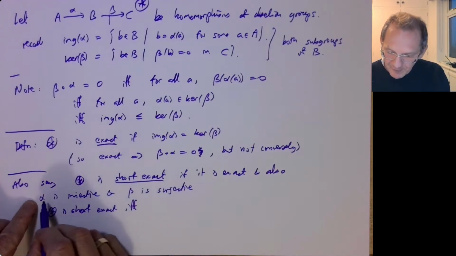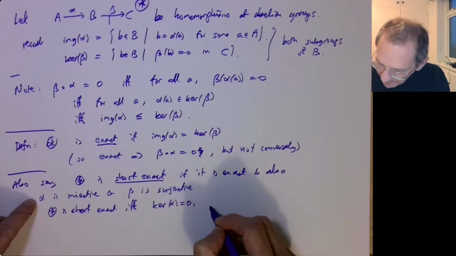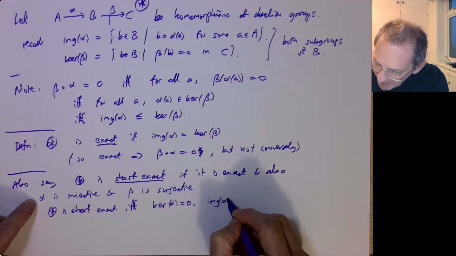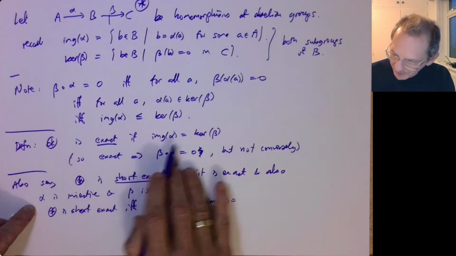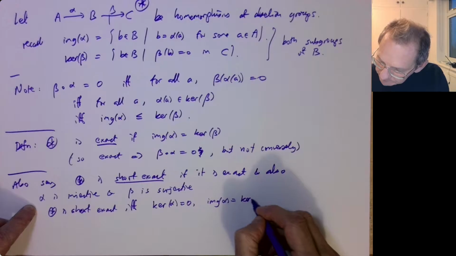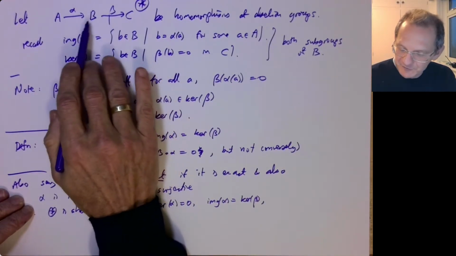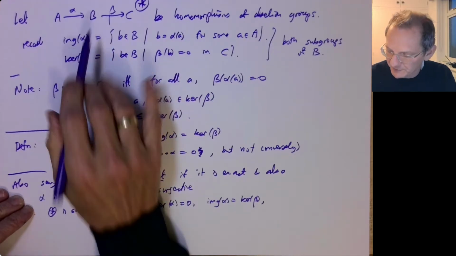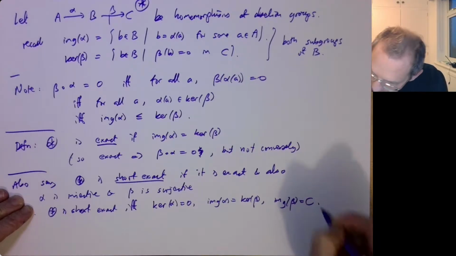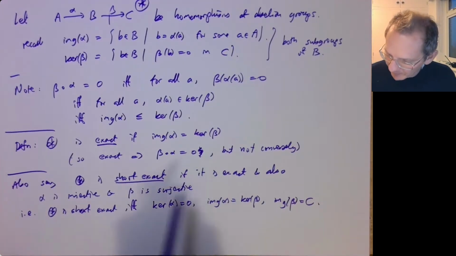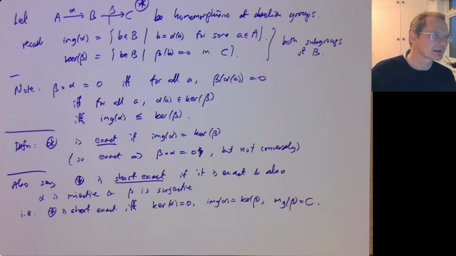Firstly, alpha has to be injective, which is the same as saying, by a very standard fact, that the kernel of alpha has to be 0. And then it's got to be an exact sequence, which means the image of alpha is the same as the kernel of beta. And then beta is supposed to be surjective, so to say that beta is surjective is the same as saying that the image of beta is C. Okay, so short exact means the kernel of alpha is 0, the kernel of beta is the image of alpha, and the image of beta is C.